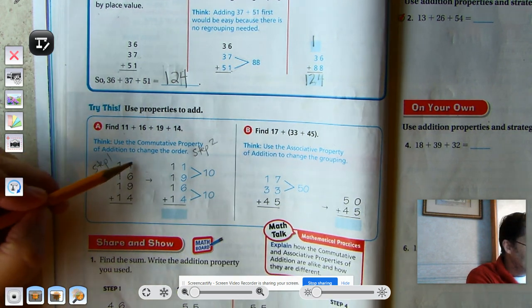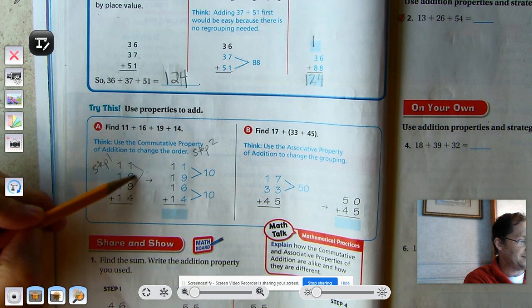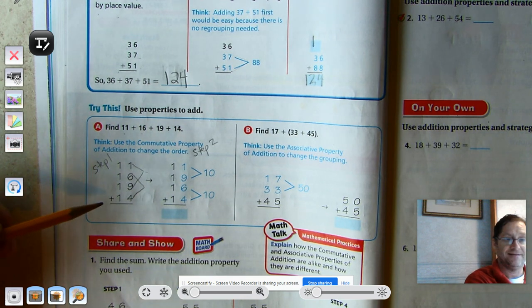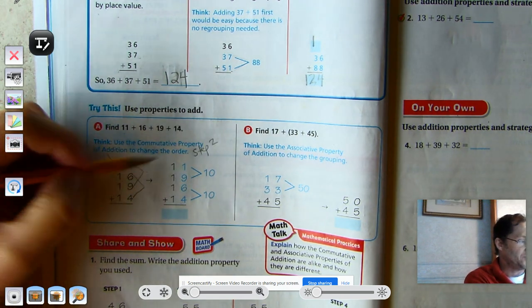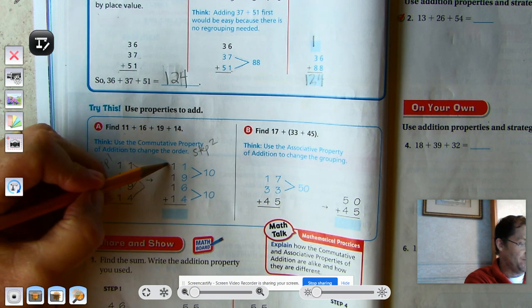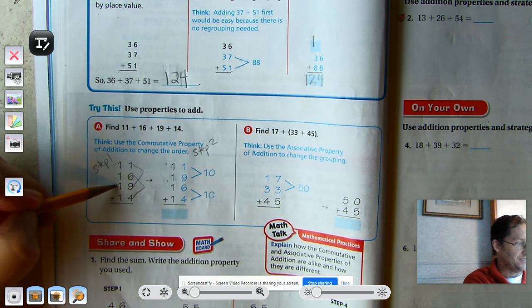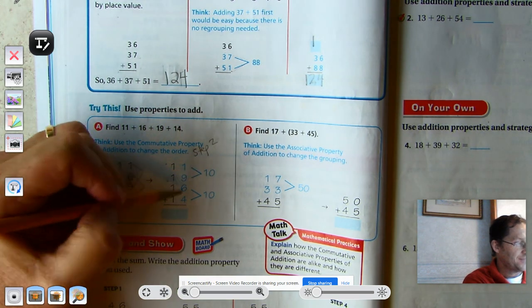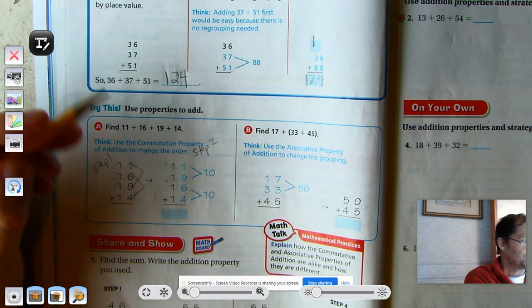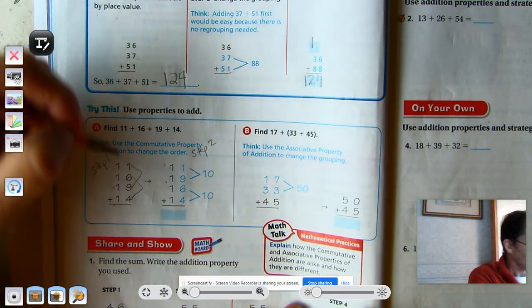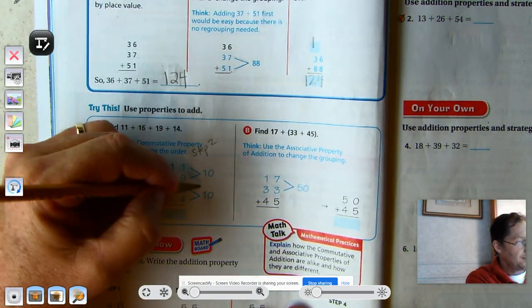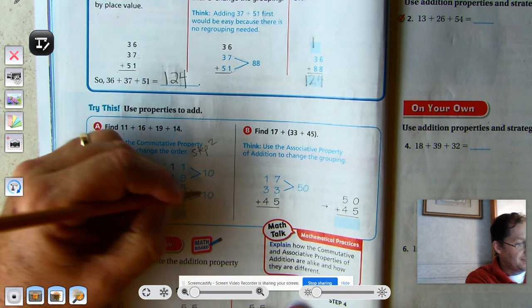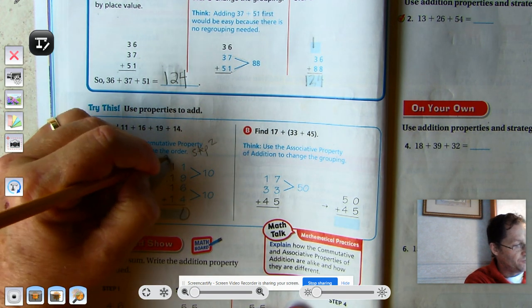Well, in this case, we see that 9 and 1 makes a 10, and 6 and 4 makes a 10. So we can rewrite these numbers so that they're next to each other: 11 plus 19, 16 plus 14. And 9 and 1 is 10, and 6 and 4 is 10. And 10 plus 10 is 20, so regroup the 2.